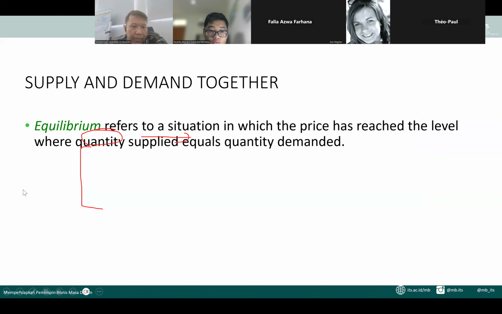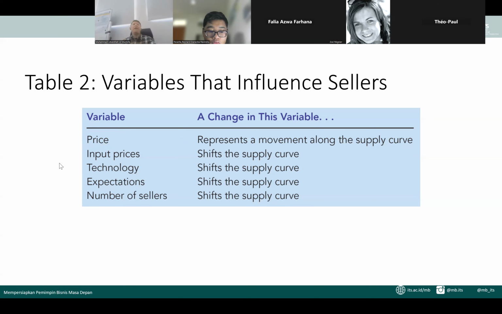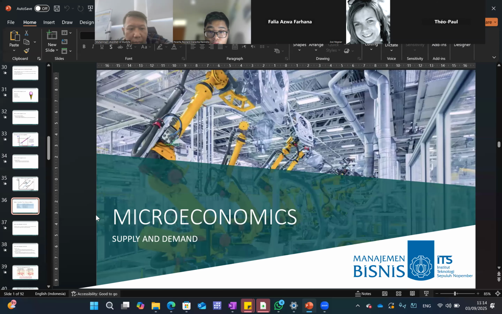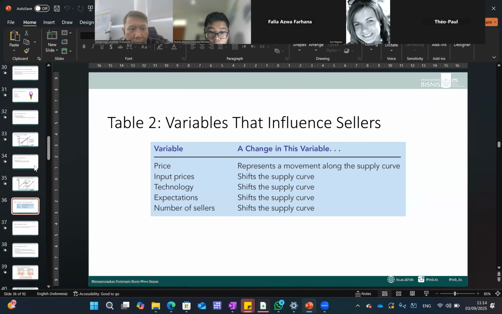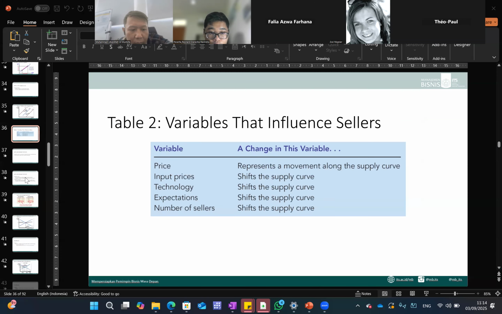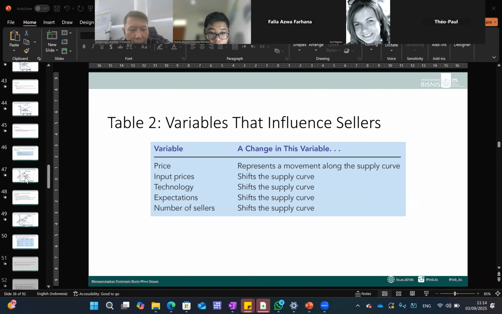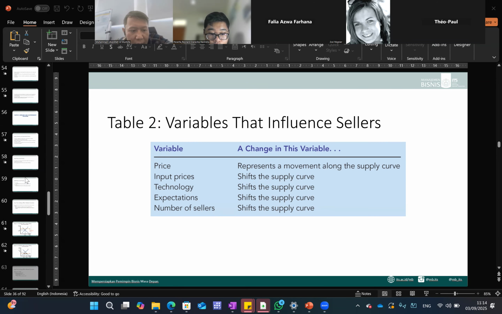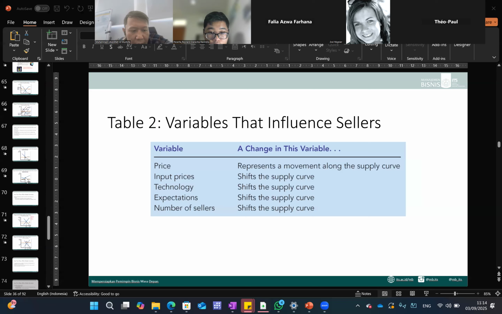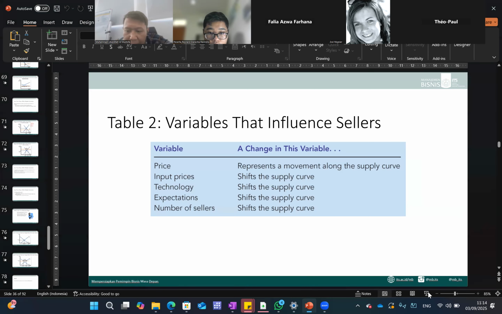Now, do you have any questions about supply before we move to the equilibrium price? Okay. Do you have any questions before we move to the equilibrium price?